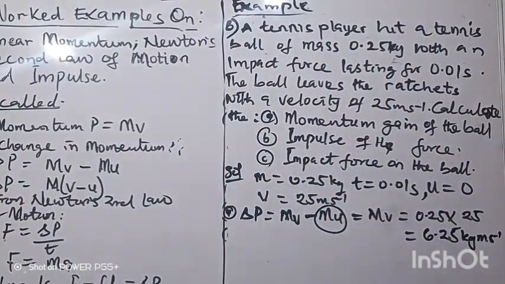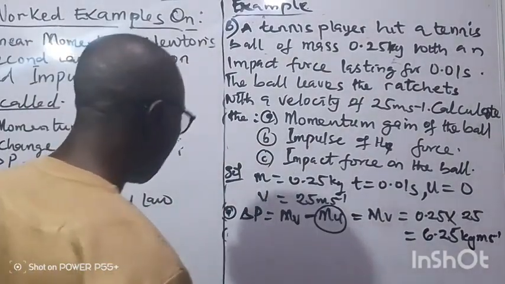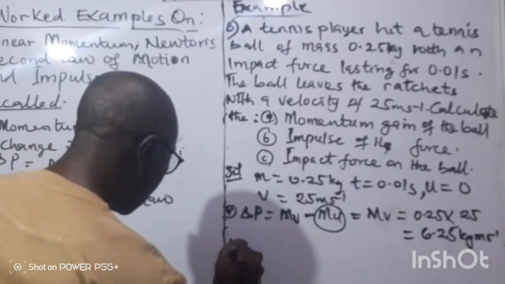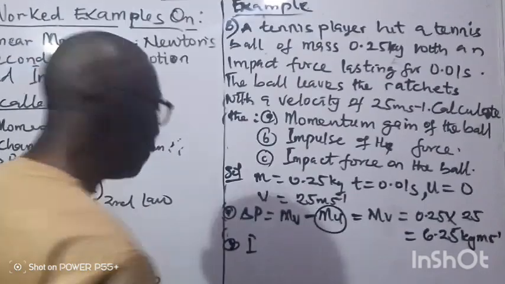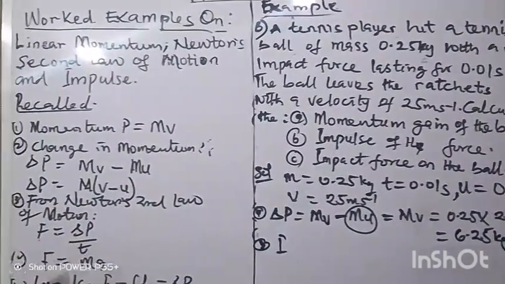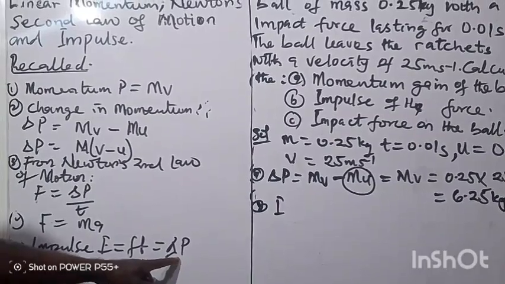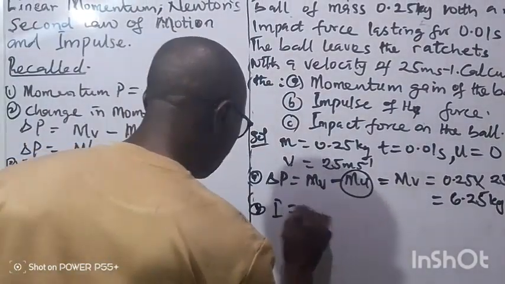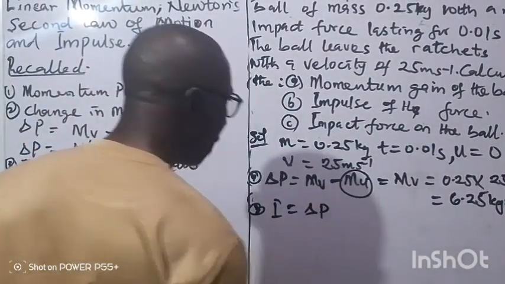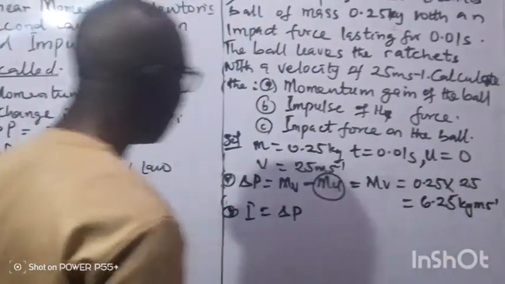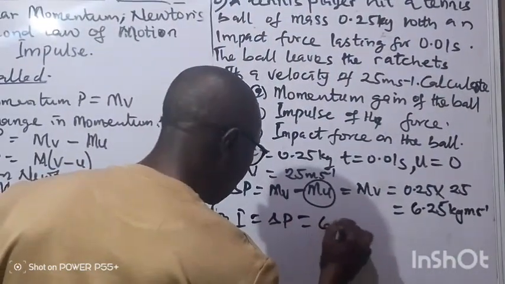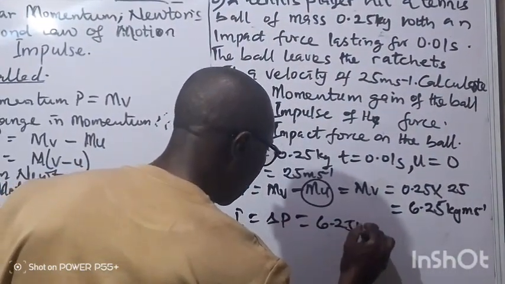Then the next question says we should calculate the impulse of the force. So B now, that is I, and don't forget from here we say impulse is equal to Ft, which is equal to change in momentum. It means this one will also be equal to delta P, as we have calculated on the board. It will be equal to 6.25 kilogram meter per second.